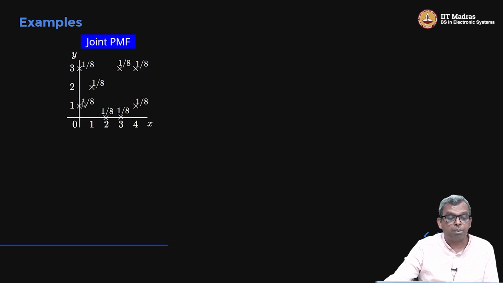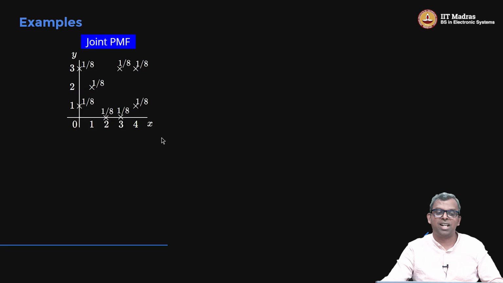At each point, the mass is 1/8. For instance, here you have (2,0) with 1/8, (3,0) with 1/8, (0,1) with 1/8, (4,1) with 1/8, (1,2) with 1/8, (0,3) with 1/8, (3,3) with 1/8, (4,3) with 1/8. That's the 8 values. You can write it in a table if you like.